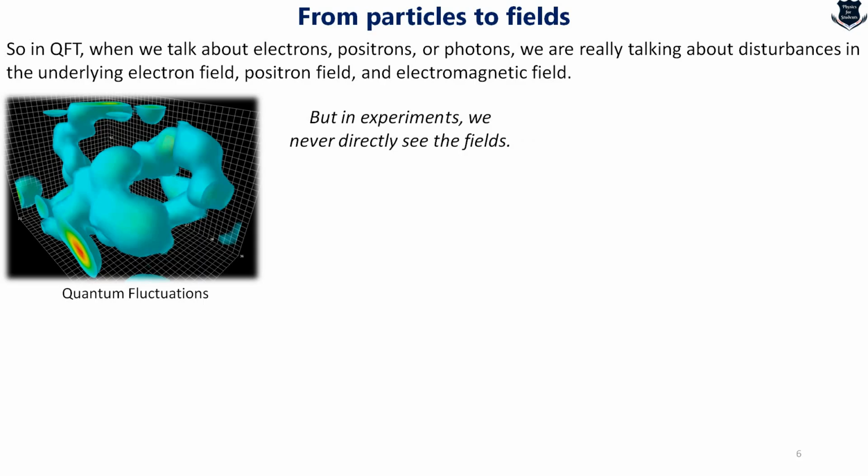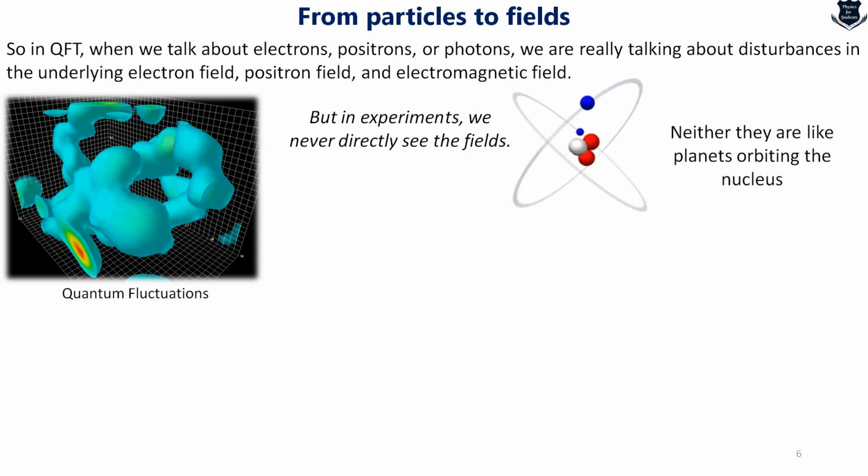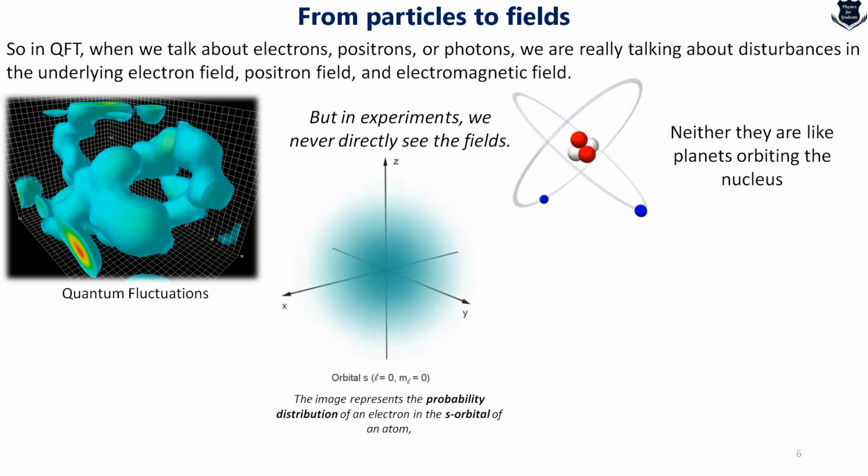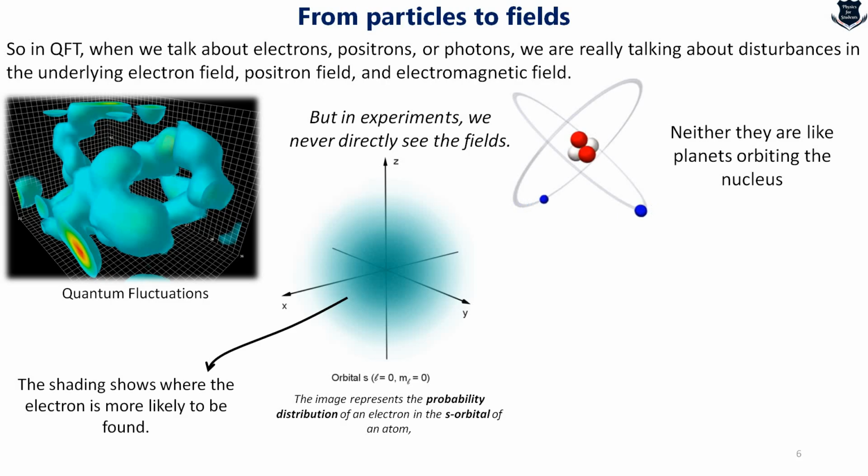But experimentally, do we see the fields? The fact is no. Neither do we see something like planets moving around the sun, nor electrons and protons moving around a nucleus. What we see is an abstract picture, something like this. This image represents the probability distribution of an electron, how probable it is and where it can be present. You can see there are different colors of shading, and the shading tells how much the electron is present.